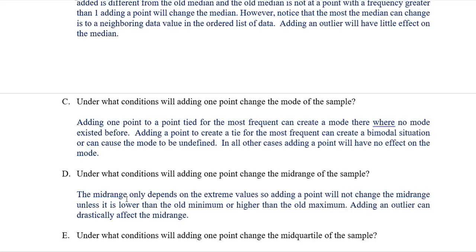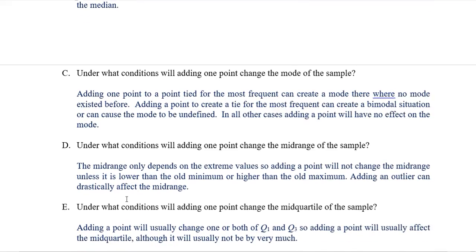And then finally, same thing, what if we add one point to a data set, how's that going to affect the mid-quartile? Well, adding a point will usually change one or both of Q1 or Q3, so adding a point will usually affect the mid-quartile, although usually it will not be very much, especially if the data set is large.